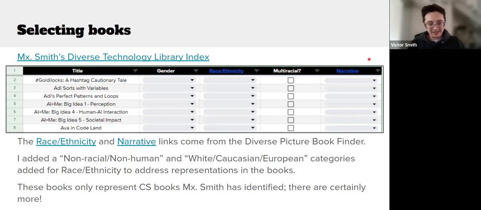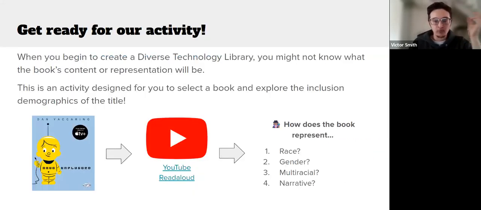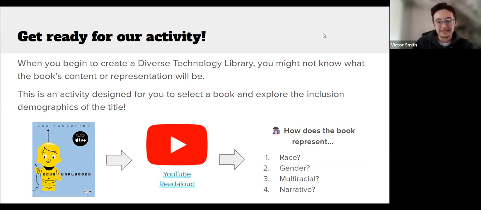And how I would like to spend these last couple minutes is I would like you to choose one book, and I want you to Google or research that book and what kind of representation is inside of it. When you begin to create a diverse technology library, you might not know what that book's content or representation will be when you get it. So this is an activity that's designed for you to select one book and explore what content is inside that book. Who is this book representing?